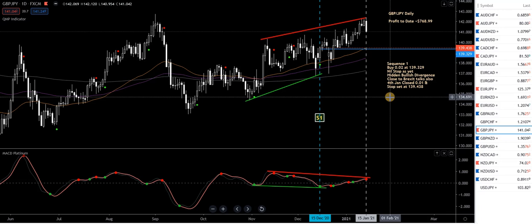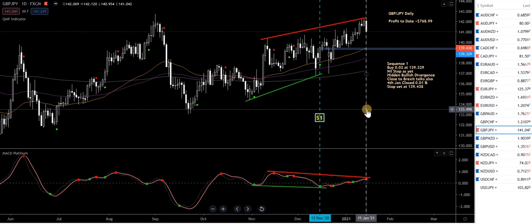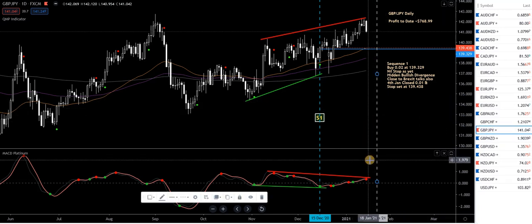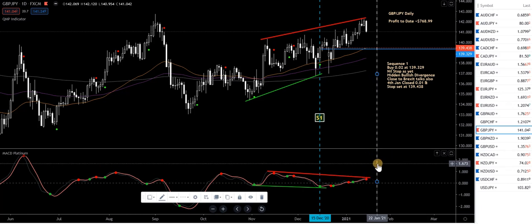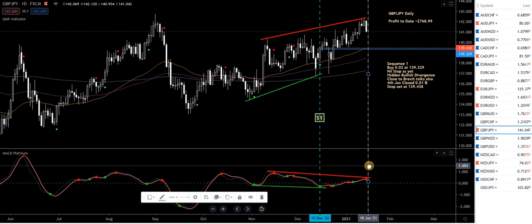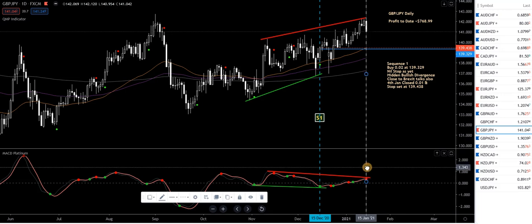Pound yen. Now I've got this highlighted in pink. There must be a reason. Well, on Monday we'll have this red dot on the MACD platinum, so hence the warning line in there. So getting ready for a potential sell.